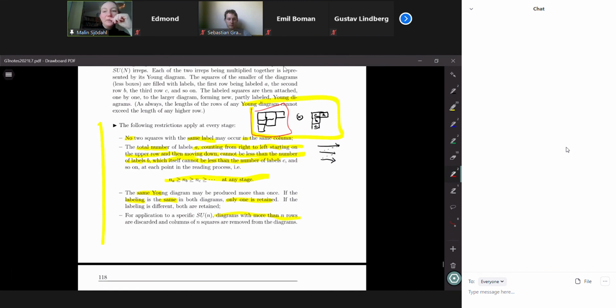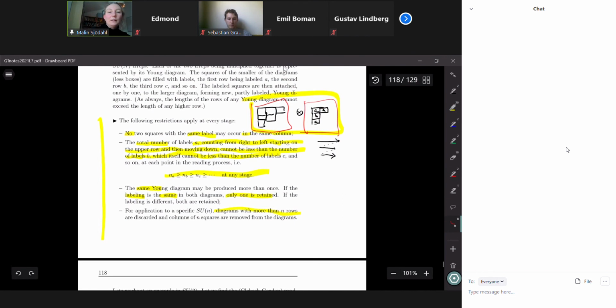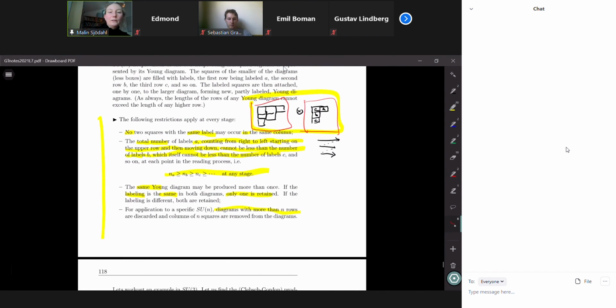Take the first one. To that, we want to add the second one somehow. In the second one, we write A's everywhere in the first row, B's in the second, and C's in the third. Now we take these labels and attach them to this diagram, according to certain rules. We do it one label at a time, and such that no 2 squares with the same label occur in the same column. This is because of the antisymmetry.